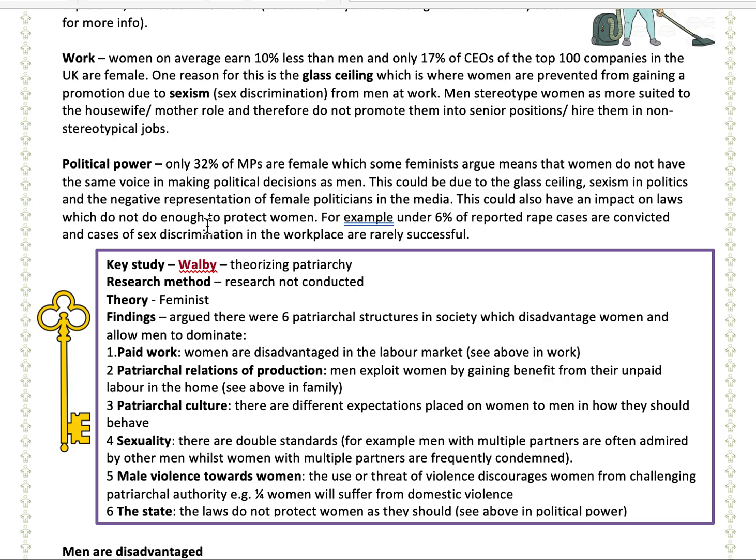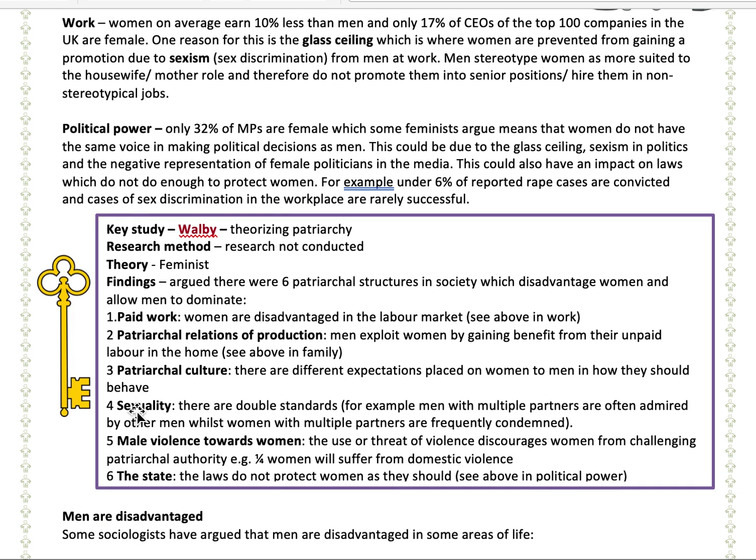Under 6% of reported rape cases are convicted, so it's like the lowest conviction rate of any crime. You've got male violence towards women, so 25% experience domestic violence. And then you've got double standards, you've got the media, different kind of gender socialisation, etc.